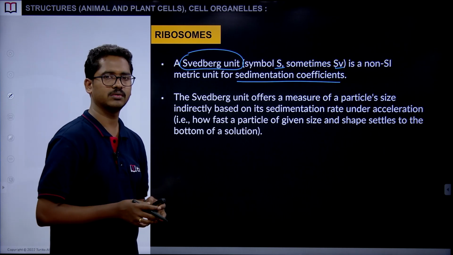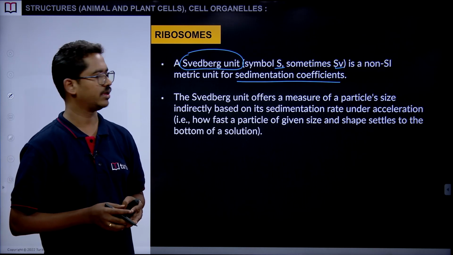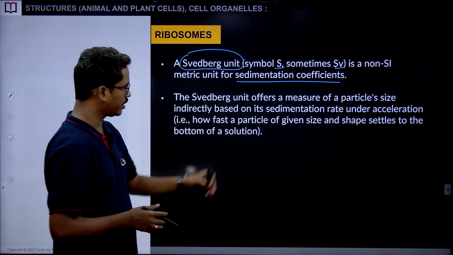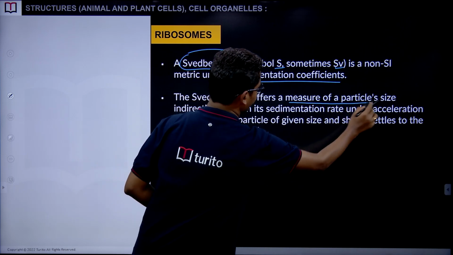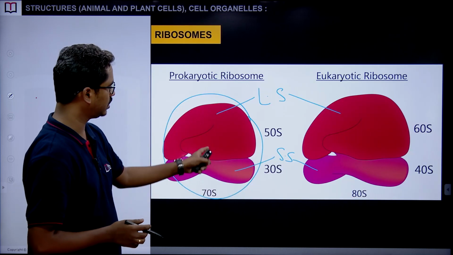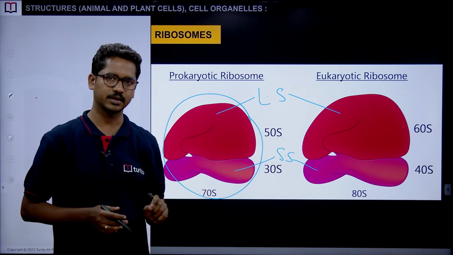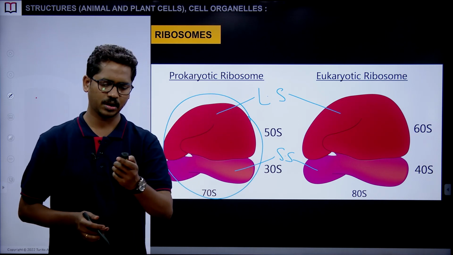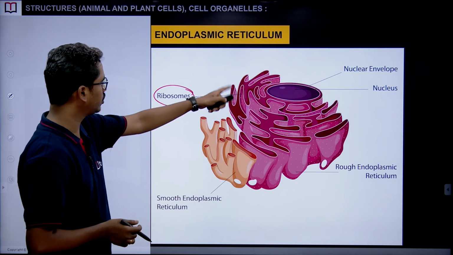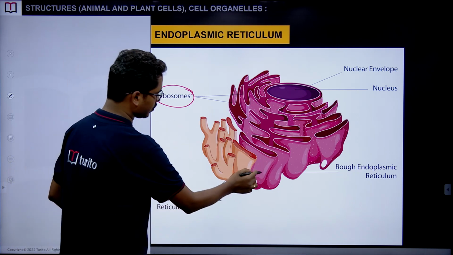Okay, I get it. Some of you are dropping in the answers. Sedimentation coefficient. Let me tell you something here. The Svedberg unit, like I mentioned, offers a measure of the size of a particle. Now, these are very small particles. How small, I can show you here, because previously I showed you the structure of the endoplasmic reticulum. I told you that there are small dot-like structures on the surface.